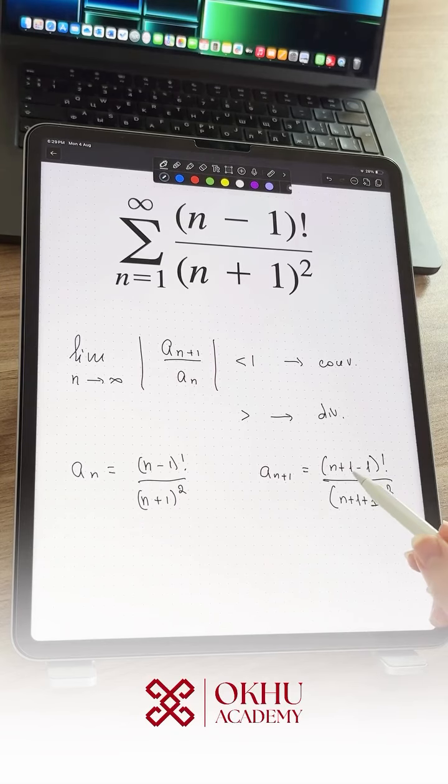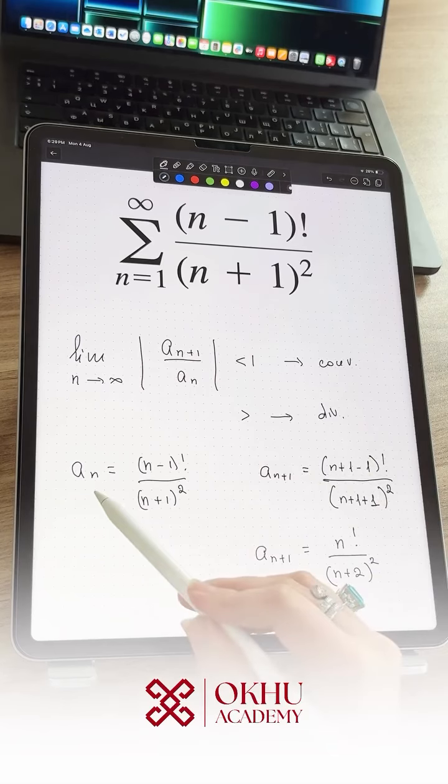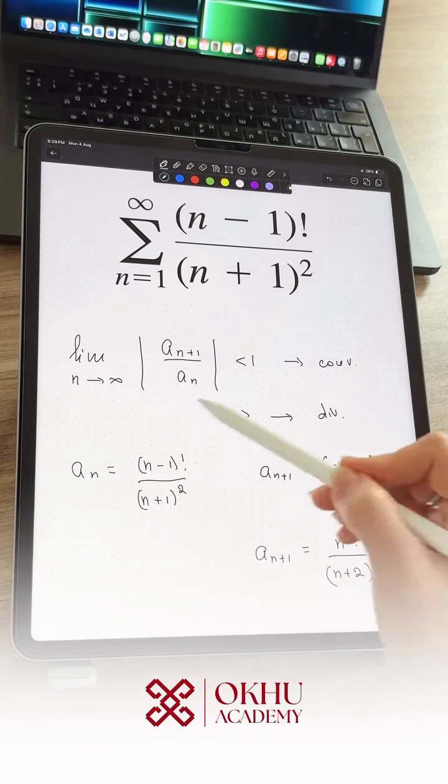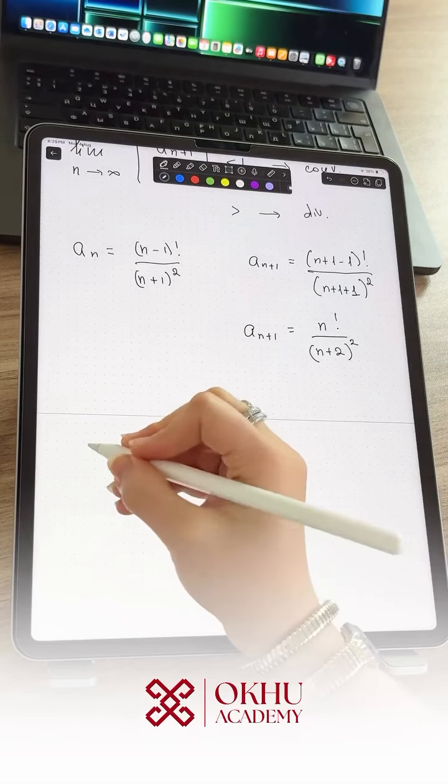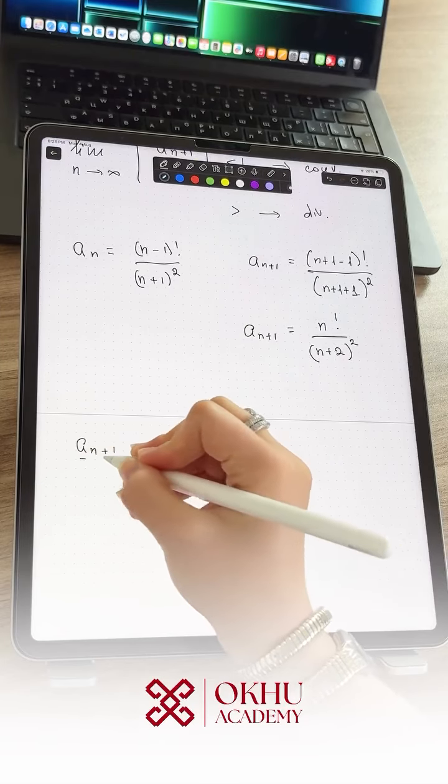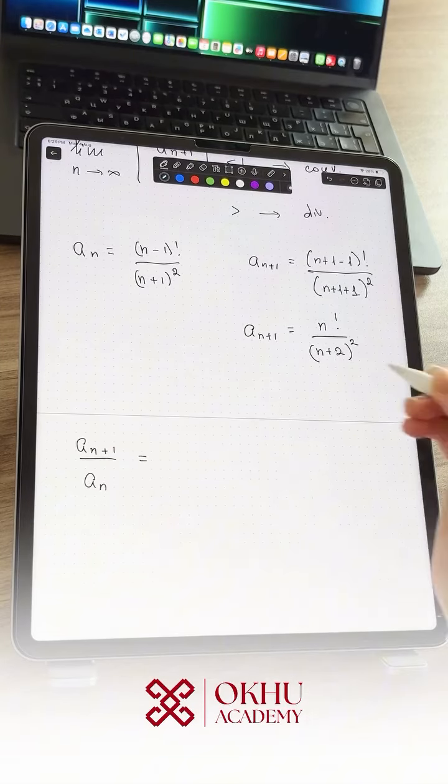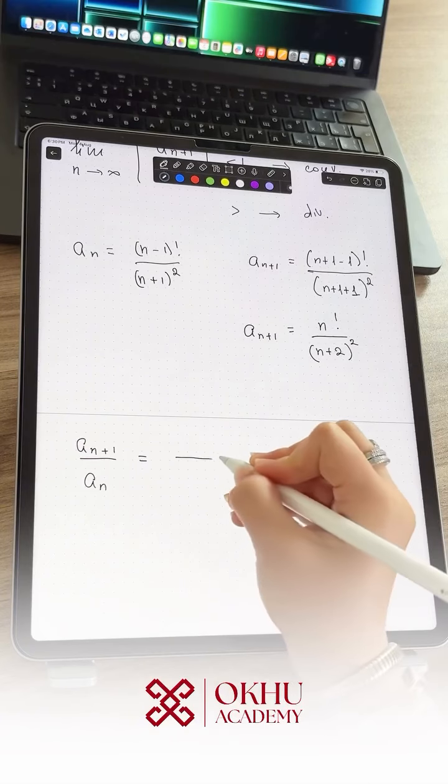It is obvious that we have to simplify this expression further, so n plus 1 is going to give us n factorial divided by (n plus 2) squared. Now the next step is to divide the n plus 1 term by the nth term as given in the statement of the ratio test. So we will have a_{n+1} over a_n. We just have to divide two fractions by each other.